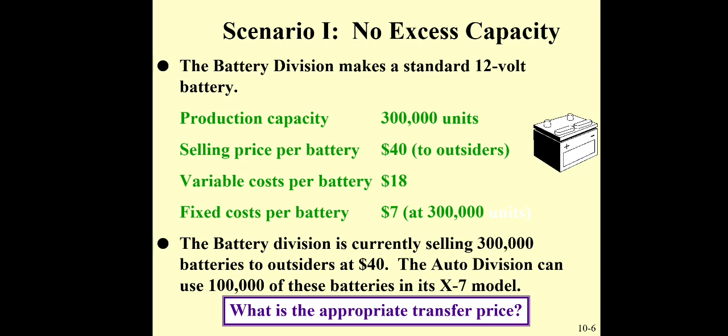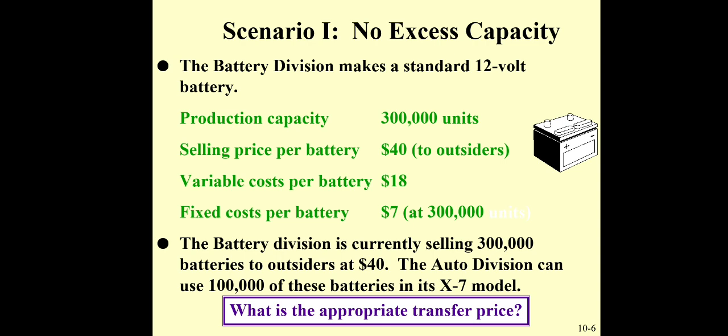Okay, the production capacity is 300,000 units. Selling price per battery is $40 to outsiders. Variable cost per battery is $18. Fixed cost per battery is $7 at 300,000 units. Now the battery division is currently selling 300,000 batteries to outsiders at $40. The auto division can use 100,000 of these batteries in its X7 model. What is the appropriate transfer price?